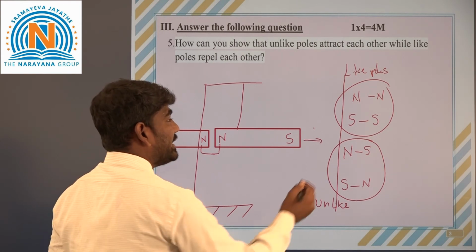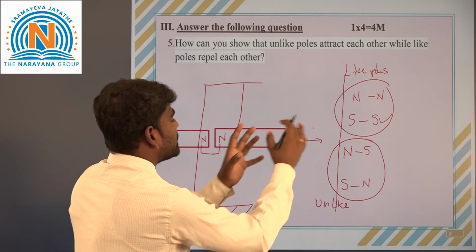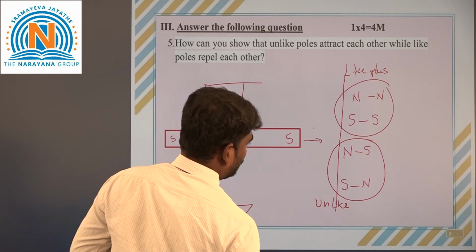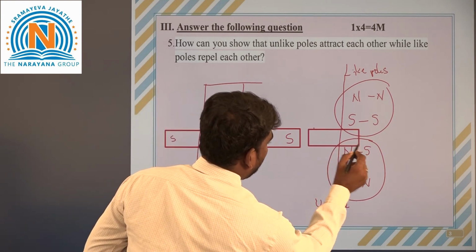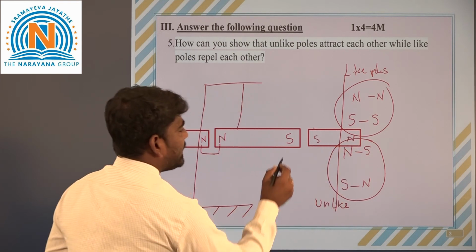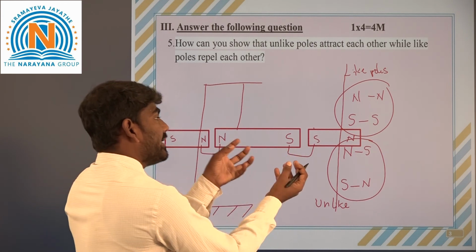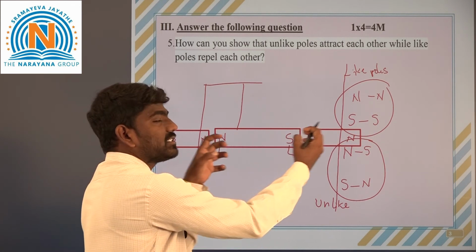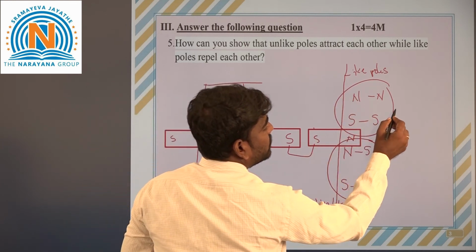And next, the second condition is south and south. Now I am changing this magnet to this side, and that magnet to that side. Here I am taking this as the south pole and this as the south pole. Again two same poles, or two like poles, are facing each other. Again the repulsion takes place, and due to that the magnets move away from each other. So with these two combinations, what we observed was repulsion.